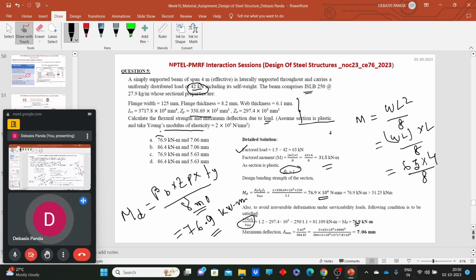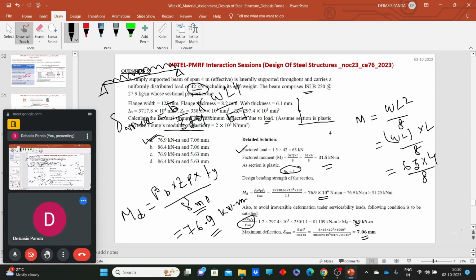Now we need to check for one more thing, that is the deflection. For a simply supported beam subjected to uniformly distributed load, what will be the maximum deflection value? The maximum deflection delta max will be equal to 5 by 384 into WL to the power 4 by EI. If you plug in all these values here, the deflection value comes as 7.06 mm. That means option A is the correct answer for this question.